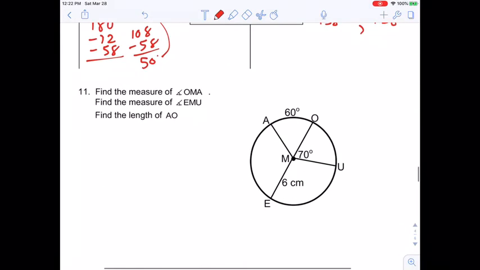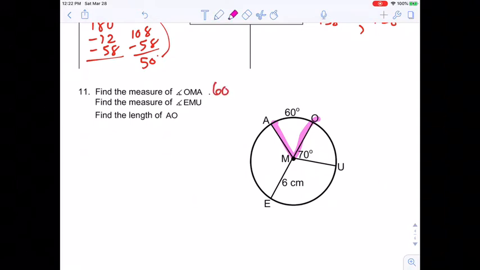That's interesting. Okay. Looking at this one, finding the measure of OMA. OMA, how big is that angle? That's right, 60 degrees. Okay. If I want to figure out EMU, figure out this angle. It's a little bit more complicated. Maybe this will help. That's the diameter. And now you've got 2 angles over here. That's right. They add up to 180. So this has got to be 110 degrees.